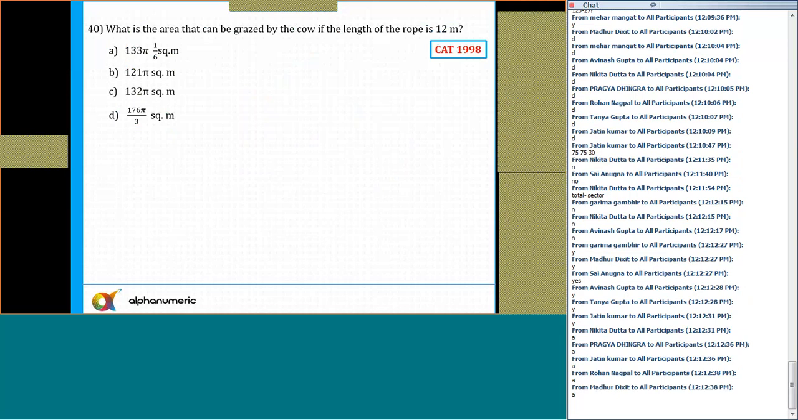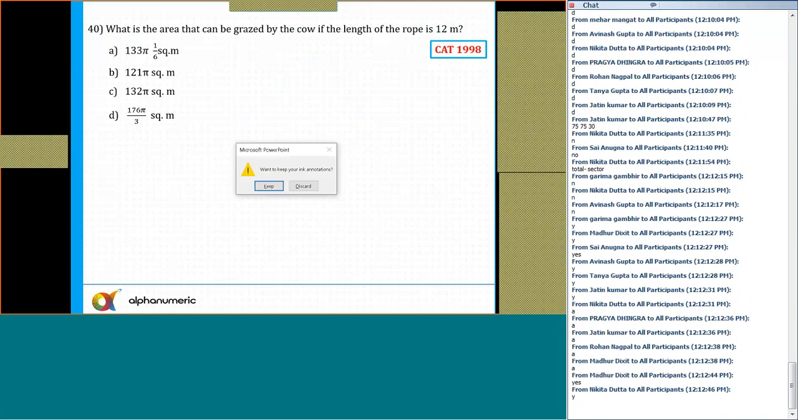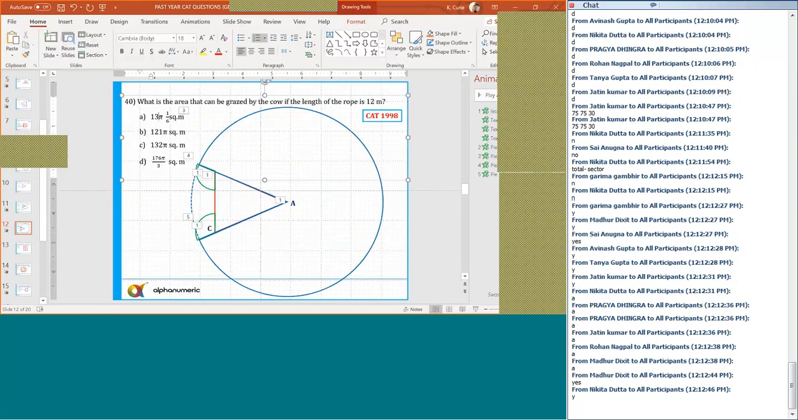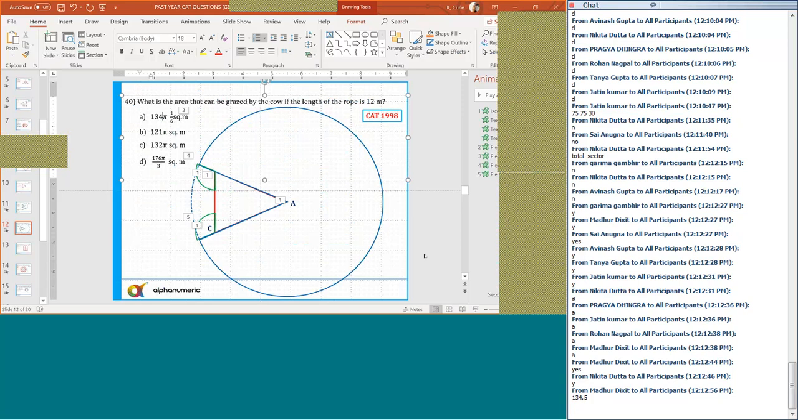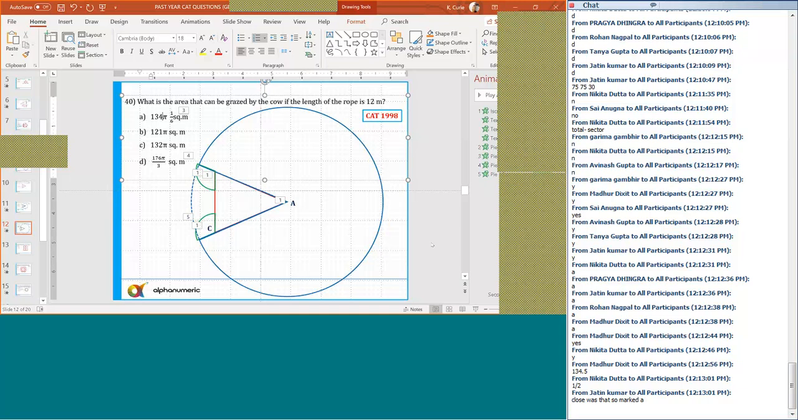Option A. Yes, that's right. I think option A should be 134 pi, isn't it? Instead of 133. Yes, the correct answer, I think it should be 134. Just make a correction. It is 134 pi. Okay. It should be 134 pi.